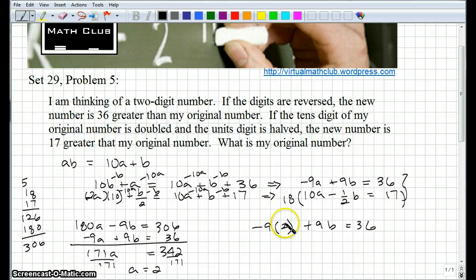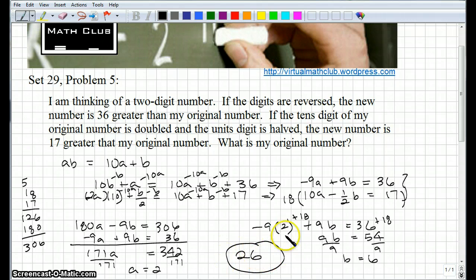So I'm seeing a negative 18. If I add 18 to both sides, then I get 9B is equal to 54. And if I divide by 9, then I get B is equal to 6. So we have A and we have B, so the original number had to be 26.